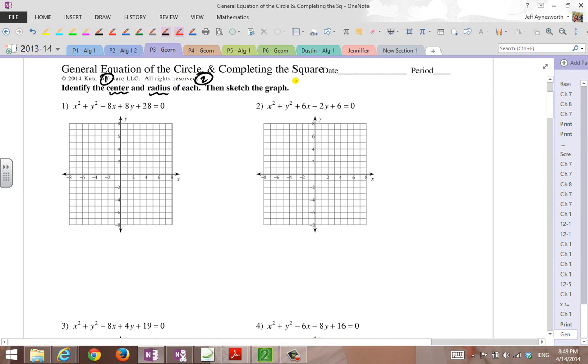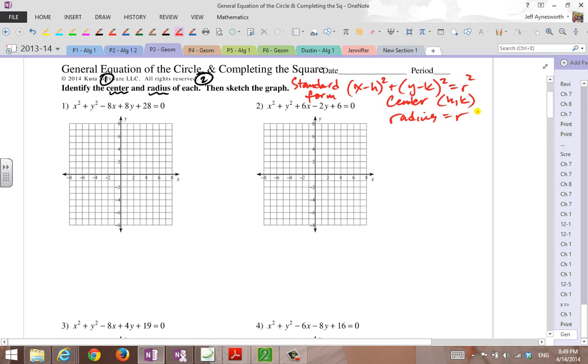Now let's get out a red pen. So here we go. Standard form of the circle, you already know, we did that in previous lessons here, is x minus h quantity squared plus y minus k quantity squared equals r squared, where the center is at h comma k and the radius is r. This we already know.